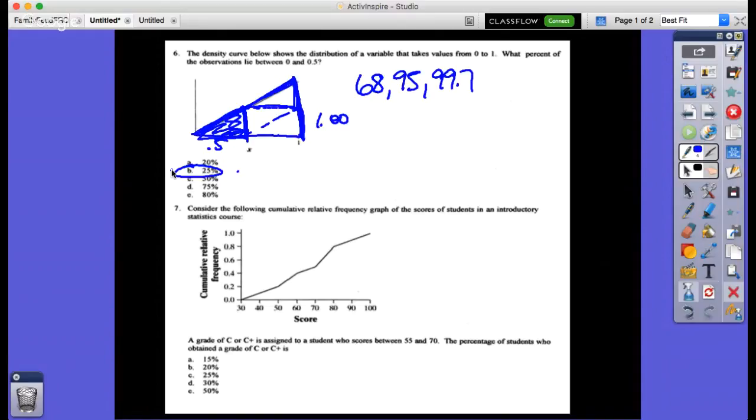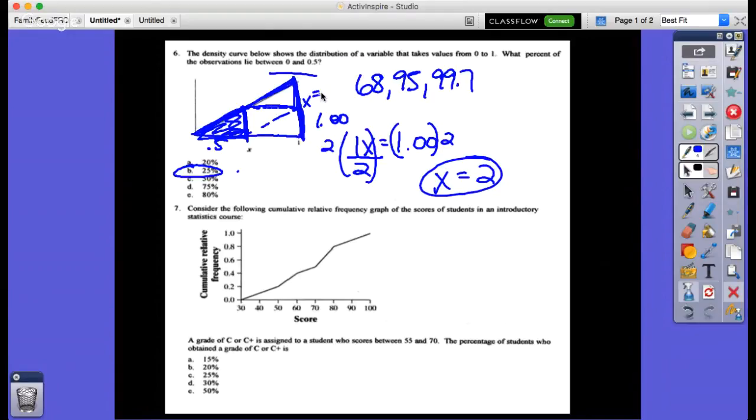Do we know how high this goes? No, so if I label that as x, 1 times x equals 1.00, right? Actually 1 times x divided by 2, because it's a triangle. Area of a triangle. So if I multiply this by 2, then x would be equal to 2, right? So this is going to go how high? 2.